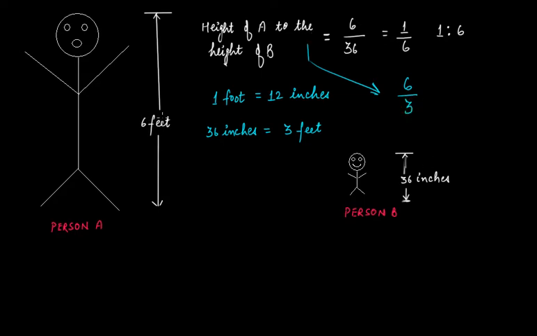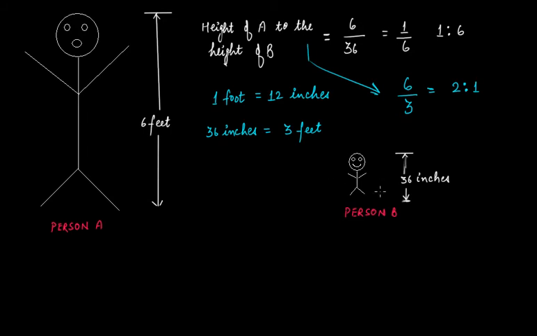Why? Because this is 6 feet, this is 36 inches. In order to compare two similar quantities, that is, we are comparing the height, we have to change them into the same unit. This is feet, so this should also be in feet. Or if this is in inches, then convert this one into inches. Do any one of that, but make the units common. So this will be 6 over 3, and if we divide the numerator and the denominator by 3, this will be 2 ratio 1.